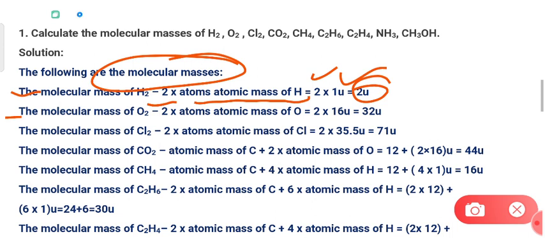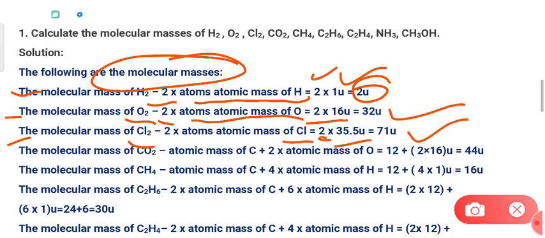In the same way, molecular mass of oxygen, you know there are 2 oxygen atoms and atomic mass of oxygen is 16, so 2 into 16 becomes 32. In the same way, molecular mass of chlorine, there are 2 atoms of chlorine, so 2 into 35.5, 35.5 is the atomic mass of chlorine atom, right? So it becomes 71 unified mass.